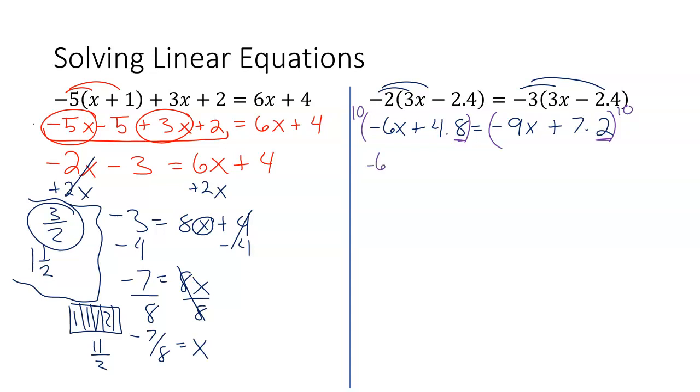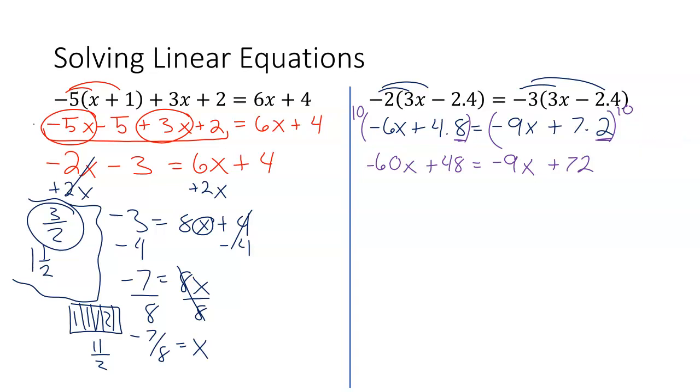Because 4.8 times 10 is 48. 7.2 times 10 is 72. If I had the number 4.08, I would need to multiply by 100 because I've got 2 digits after the decimal. 4.081 would require 1,000 with 3 digits after the decimal.